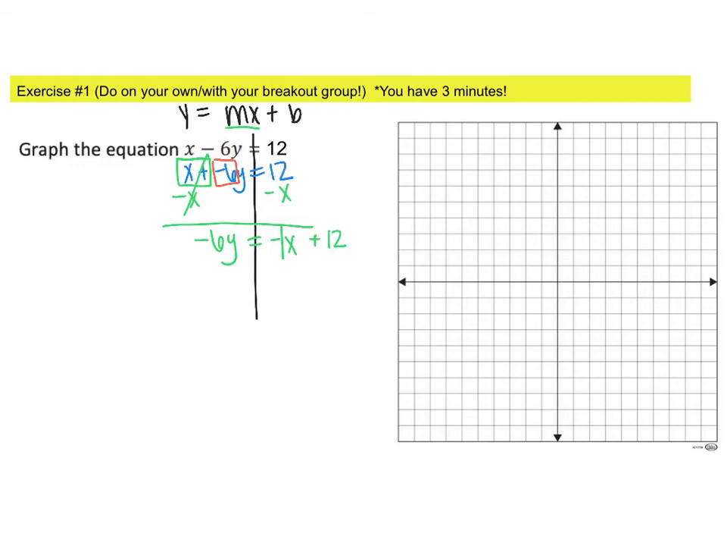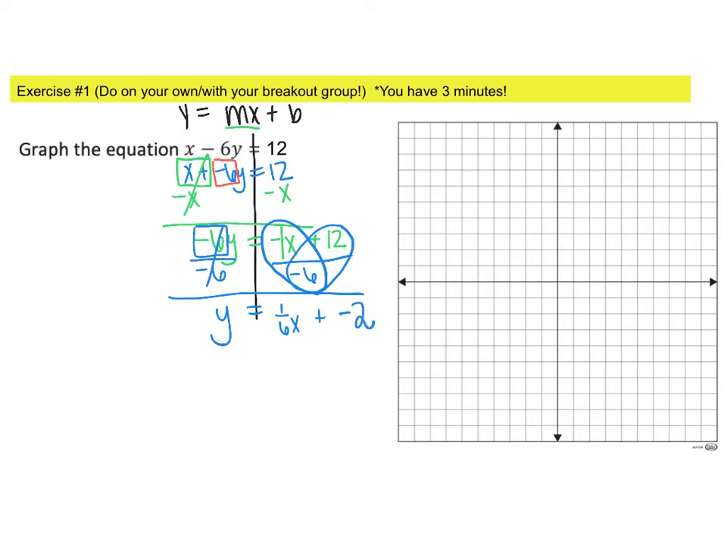From there, I'm still trying to get my y by itself. Right now, it's being multiplied by negative 6, so I will divide by negative 6. It cancels over here. I'm left with y equals, well, negative 1 divided by negative 6 is positive 1/6x. And then 12 divided by negative 6 is negative 2.